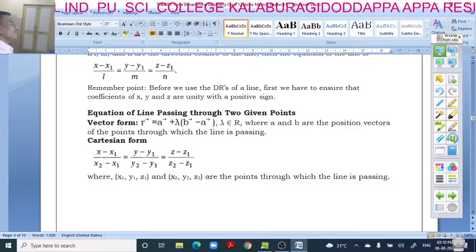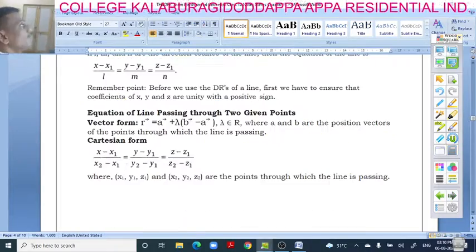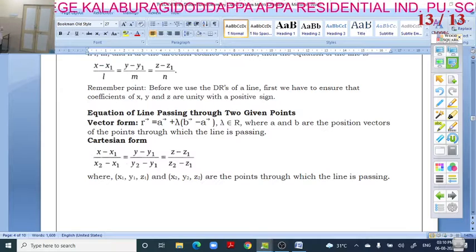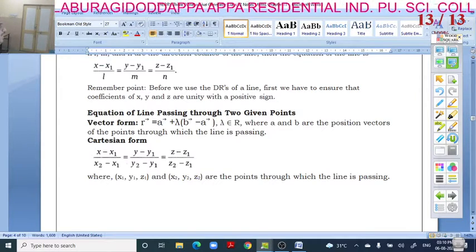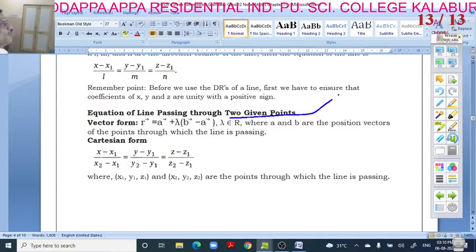Now next, similarly, instead of passing through one point, it is possible that the line may pass through two points. At that time, what is the equation of a straight line passing through the two points?